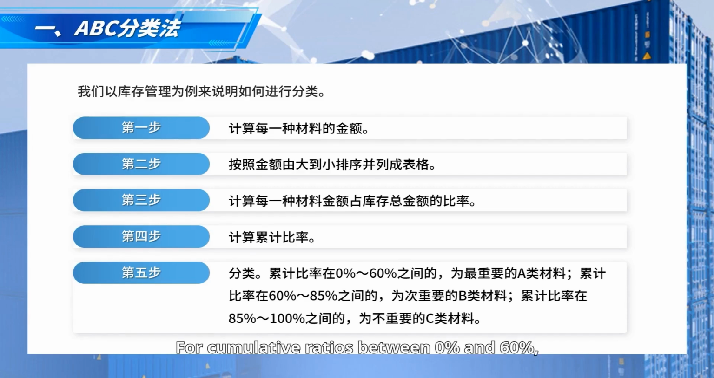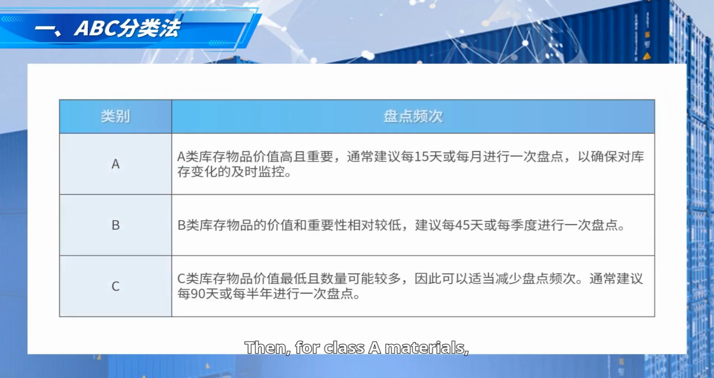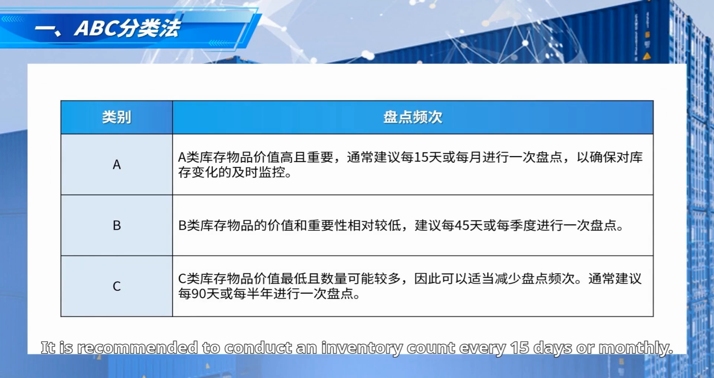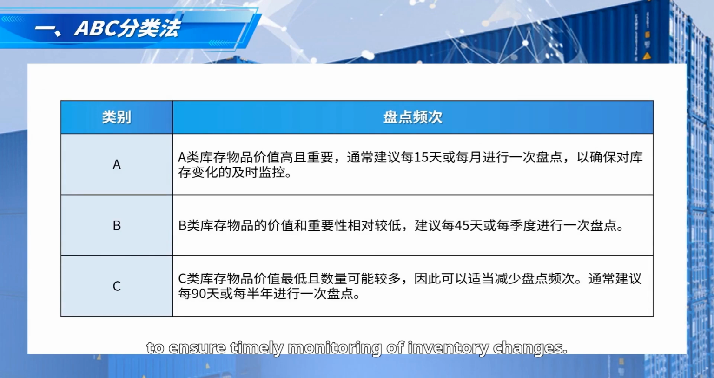For cumulative ratios between 0% and 60%, we classify it as Class A material. For cumulative ratios between 60% and 85%, we classify it as Class B material. For cumulative ratios between 85% and 100%, we classify it as Class C material. Then, Class A materials are of high value and very important. It is recommended to conduct an inventory count every 15 days or monthly to ensure timely monitoring of inventory changes.